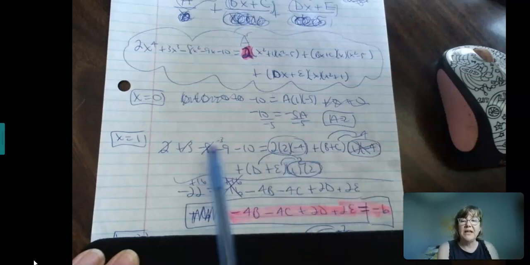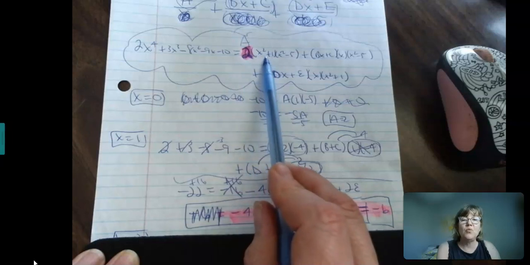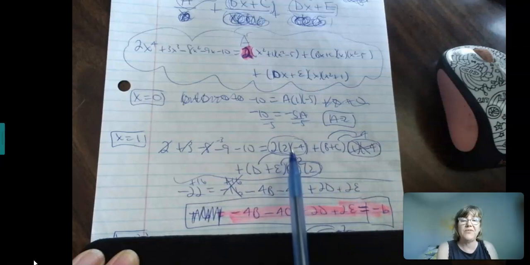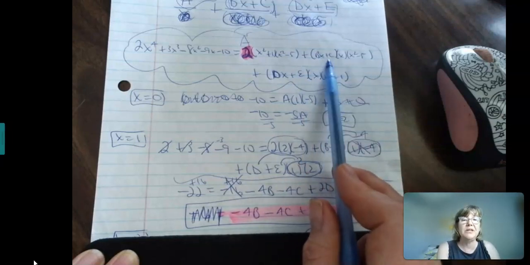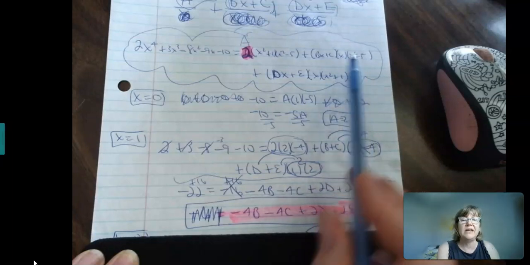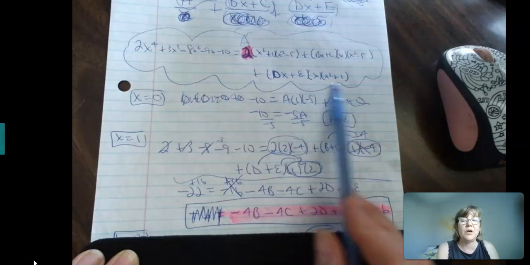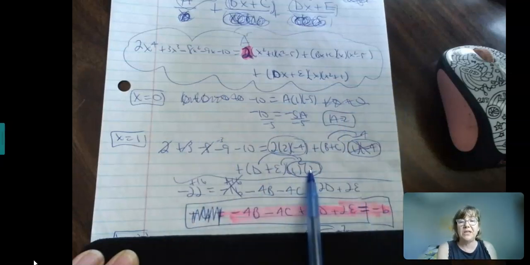All right. And then I did the same thing over here. So we know that's 2. Sub 1 in. 1 squared plus 1 is 2. Sub 1 in. 1 squared minus 5 is negative 4. Do the same thing over here. Sub 1 in, you get B plus C, a 1 and a negative 4. Sub a 1 in, you get D plus E, a 1 and a 2. And I just wrote all of that math down.